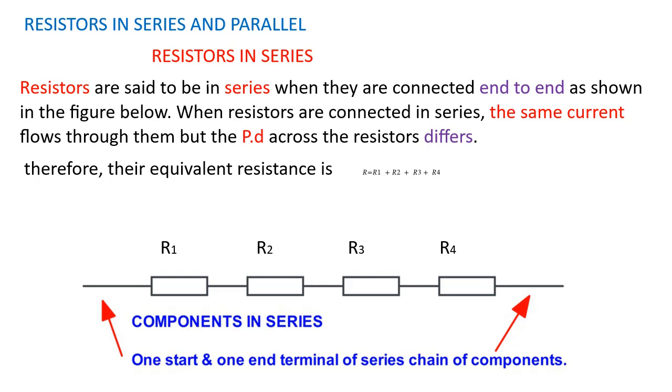Now, therefore, when resistors, as shown in the figure below, are connected in series, you will discover that the equivalent or the combined resistance can be calculated as follows: R equals R1 plus R2 plus R3 plus R4. This is when they are connected in series. They can just be added together. R1 plus R2 plus R3 plus R4 will give you the combined, or what we call the equivalent, resistance.